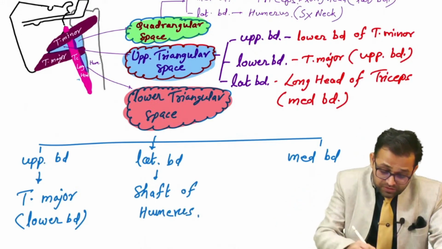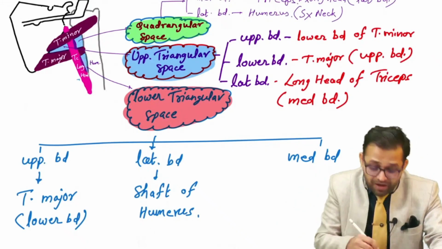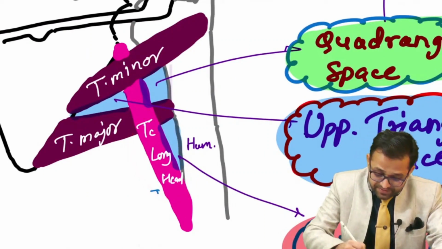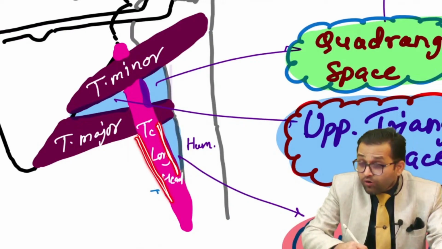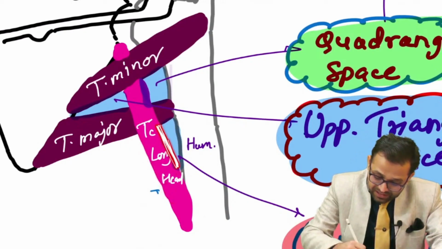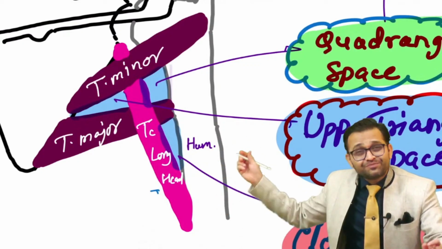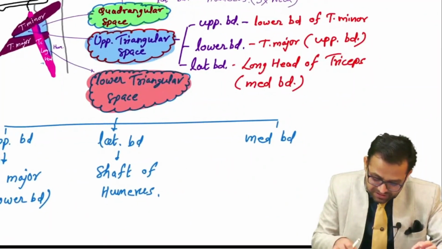Okay, now the medial boundary. Can you see the medial boundary? The medial boundary is formed by our long head of the triceps. It has the lateral border, it has the medial border. Who is forming it? Sir, the lateral border of the long head of triceps muscle. Simple. Take it easy beta, whatever you see, you have to mention.